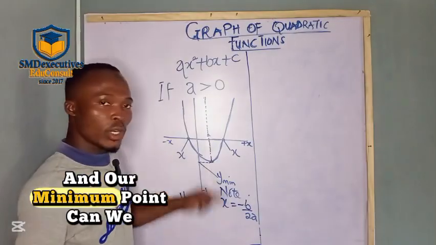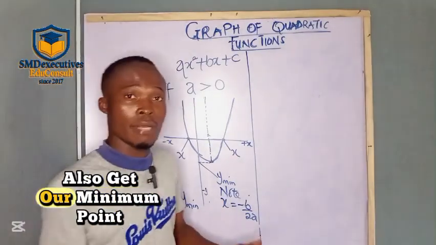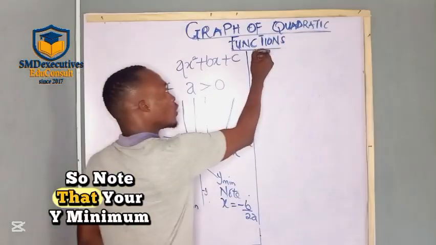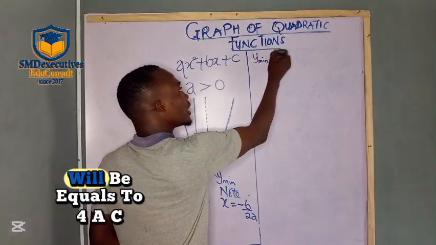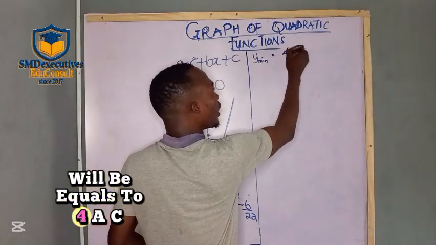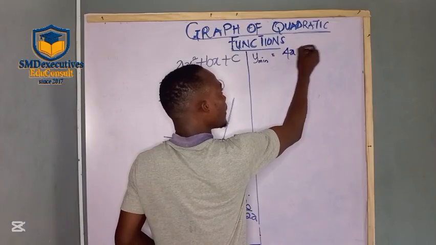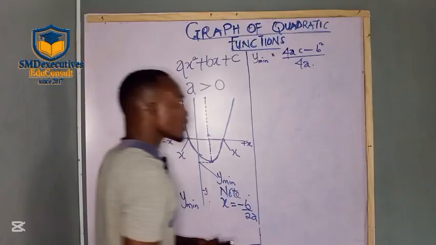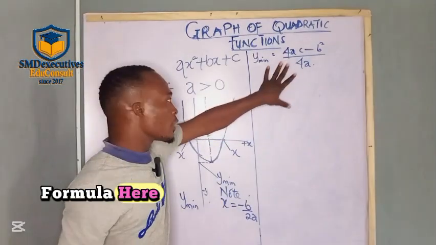And our minimum point, can we also get our minimum point without drawing the graph? Yes, we can do that. So note that your y minimum will be equal to 4ac minus b squared all over 4a. So you can use this formula here without drawing your graph.